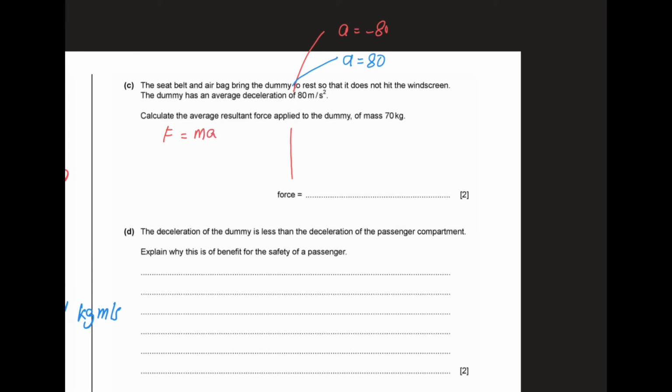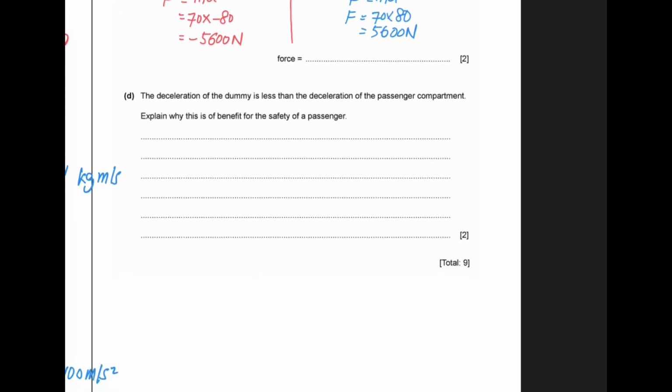Newton's second law, F equal to ma. Then I just count: 70 times negative 80 gives negative 5,600 Newton. After that, if I follow the blue one, 70 times 80 gives 5,600 Newton.